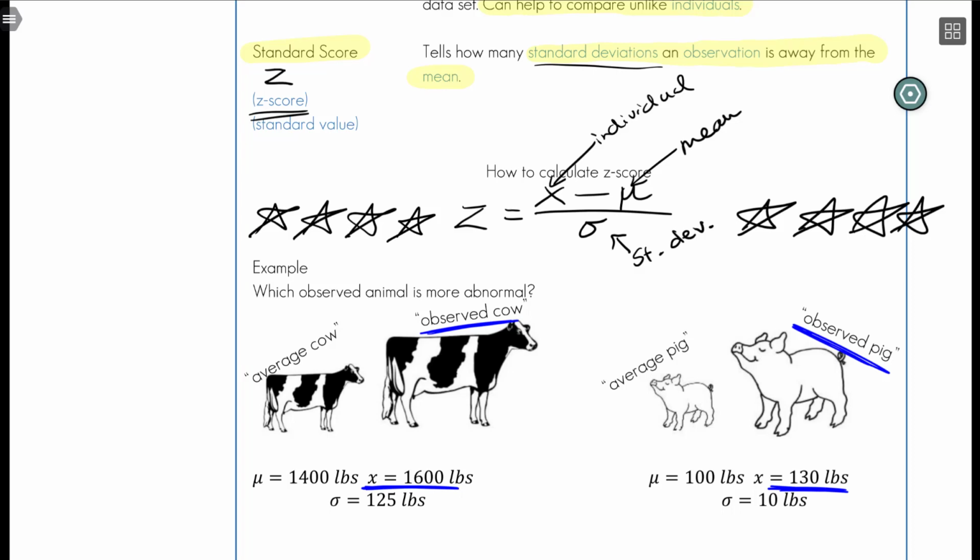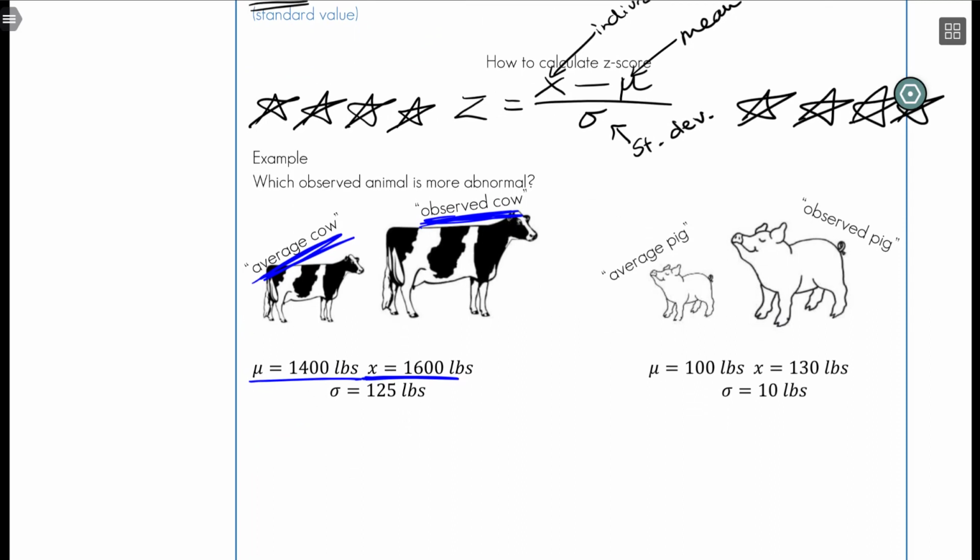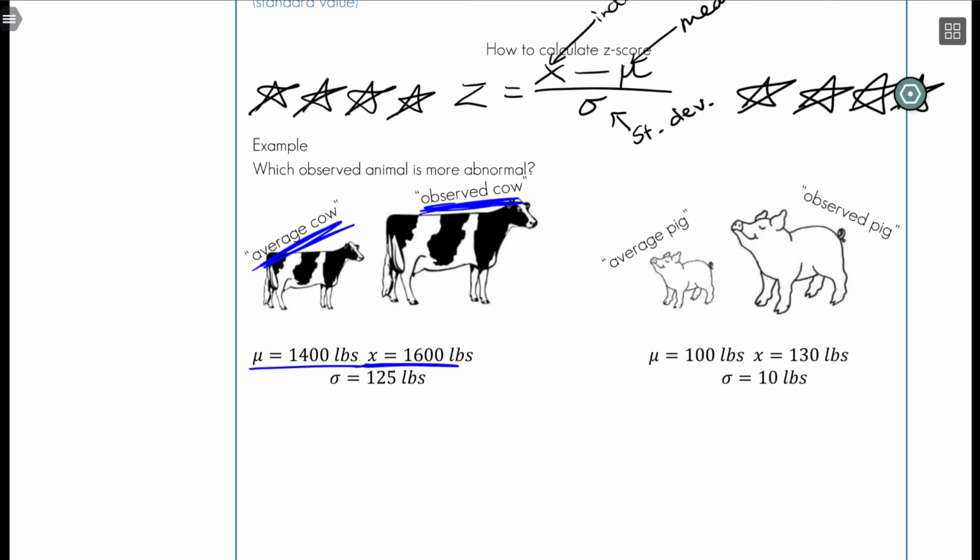So what we have to do is instead, we are not going to compare the cow to the pig outright. We are first going to standardize each one, okay? We are going to eliminate the units of measurement of weight, and we're going to turn it into a z-score. So what I want to do is say, well, how odd is my observed cow compared to the average cow of this species? So my average cow is 1,400 pounds, but my observed cow, the one that's under consideration, weighs 1,600 pounds. I also have, from past history, shown the standard deviation.